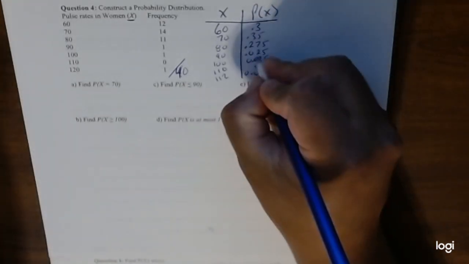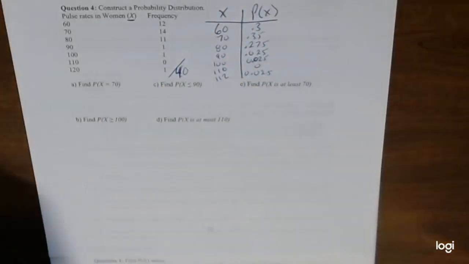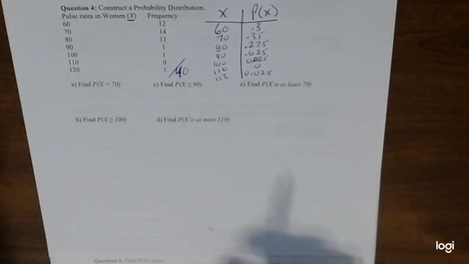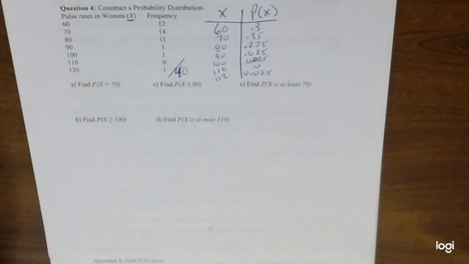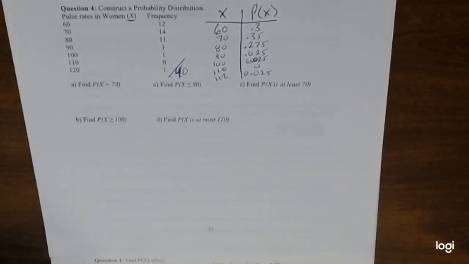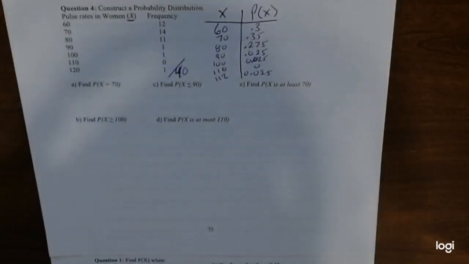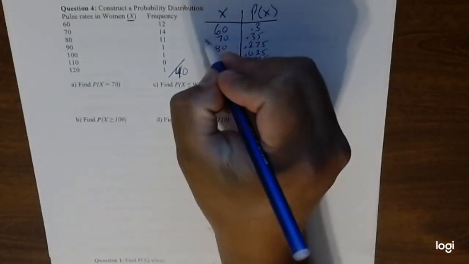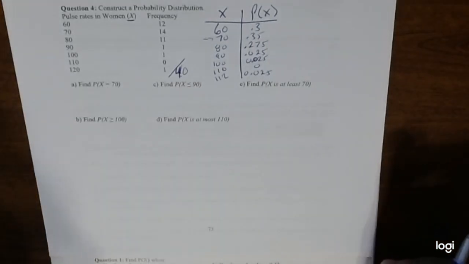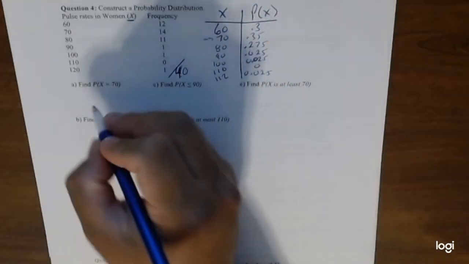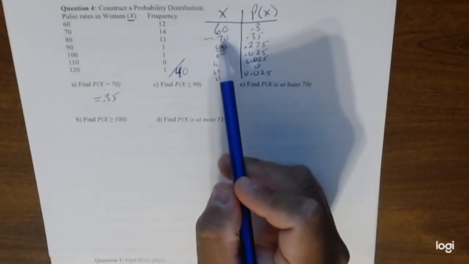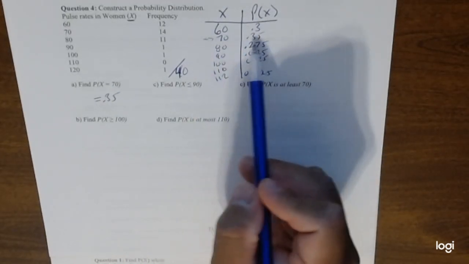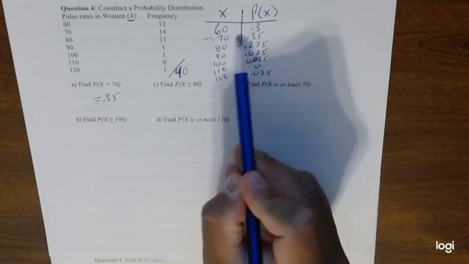Okay. All right, so that's the first step. Now from there it's basically answering questions, right? So now that you created this, can you answer some questions off that? Question A says, find the probability of x equaling 70. So with x equaling 70, which is right there, what's the probability? We'll just go across. That's going to equal 0.35, right? What that's saying is, what's the probability of the pulse rate being 70? 0.35, right? You just literally go across.